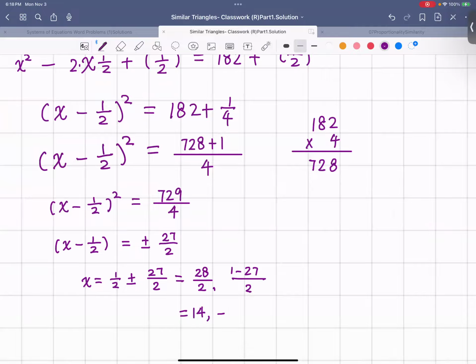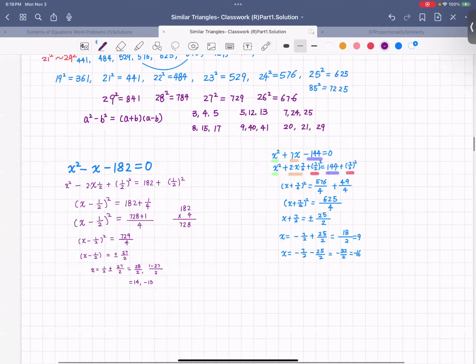One minus this is negative, so this is negative 13. All right, that's it. Next.